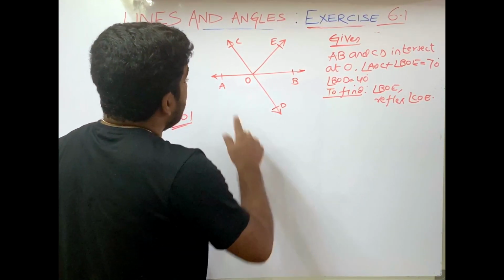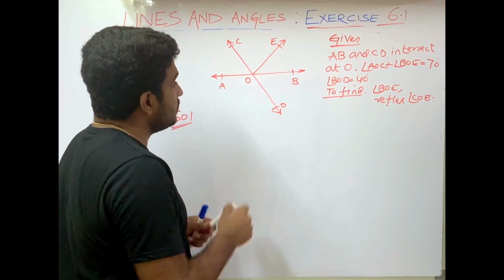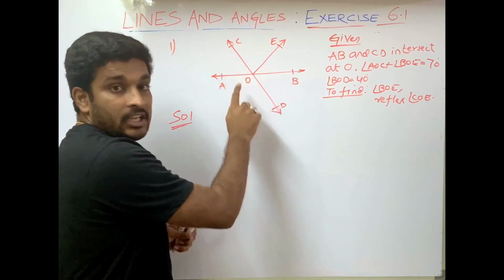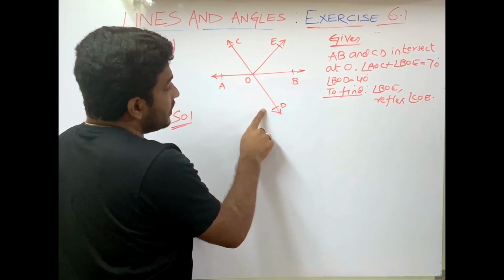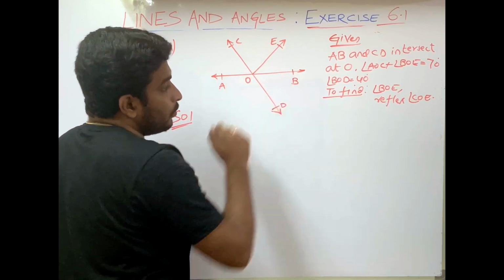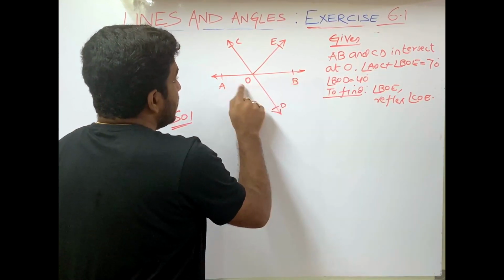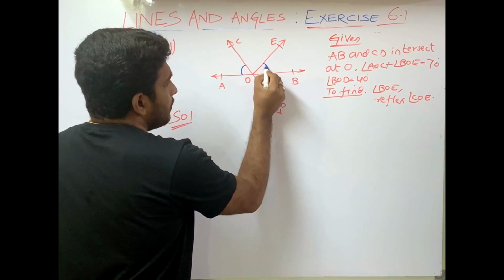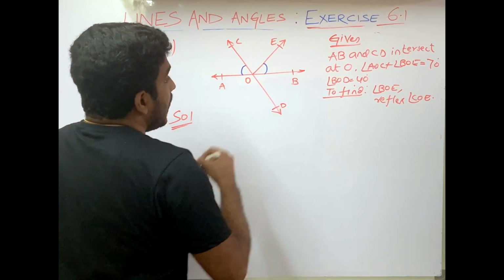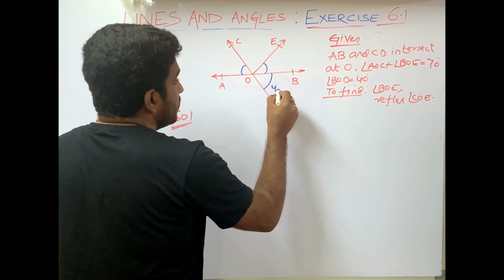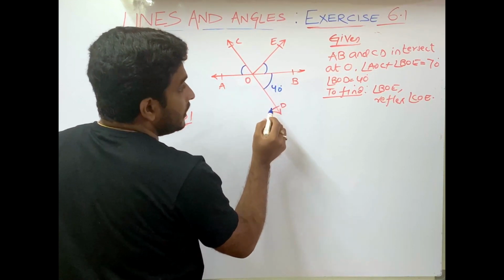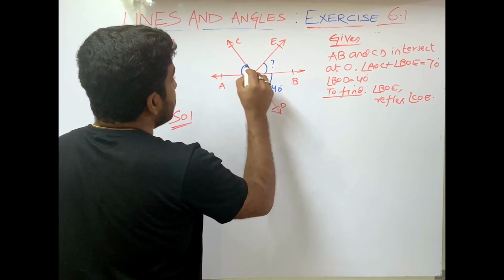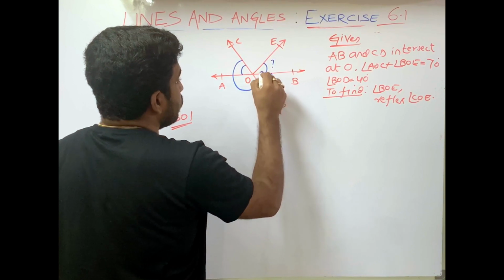The first question is, we have AB and CD as two lines, AOB and COD as two lines, where in line AOB, OC and OE are two rays, and coming to angle COD as a line, OE and OB as two rays. What they give is angle AOC plus angle BOE equal to 70 degrees. Angle BOD they gave as 40 degrees. We have to find angle BOE and we have to find reflex of angle COE.